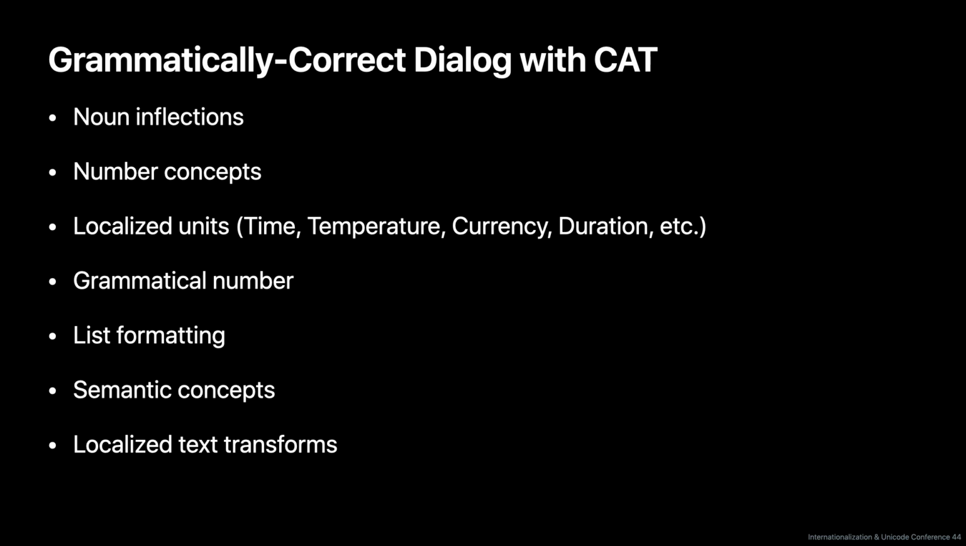Now let's dive into the features that directly address many of the issues that George talked about in his part of the talk. There are several aspects of cat that are specifically focused around creating grammatically correct dialogue. This includes correctly inflecting nouns and numbers for all of our supported locales, supporting various units like time, currency, duration that are formatted differently in each locale. We also handle grammatical number operations, such as producing plural forms of nouns. We support formatting lists. There's a powerful feature that we call semantic concepts, and also locale-aware text transformations. And I'll go into all of these in more detail next.